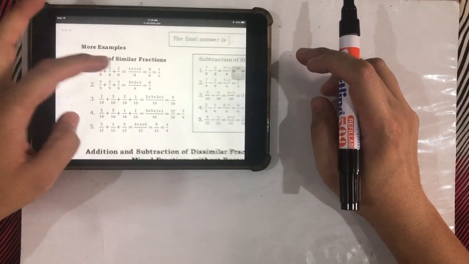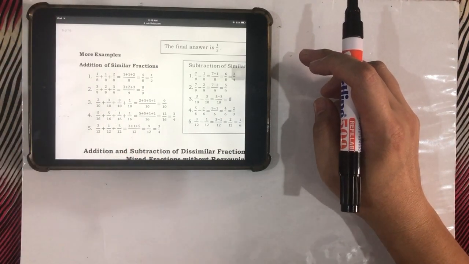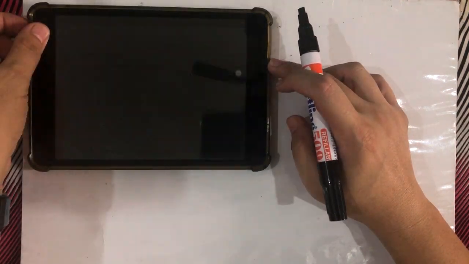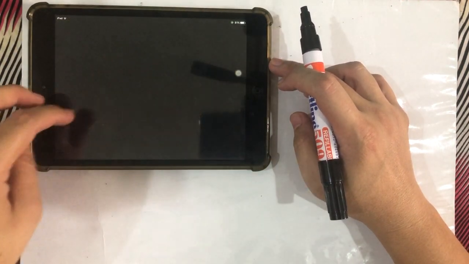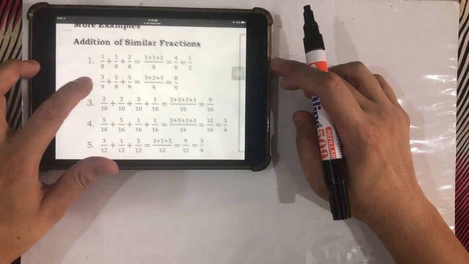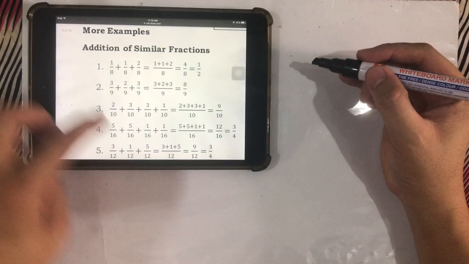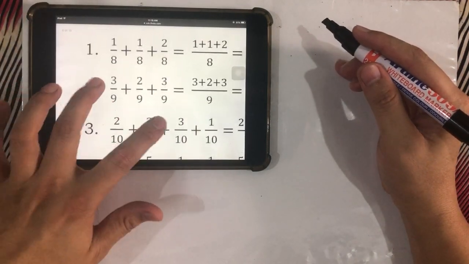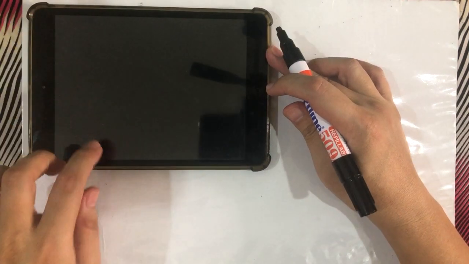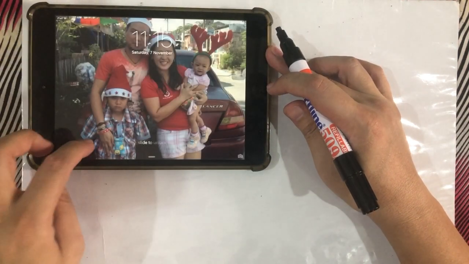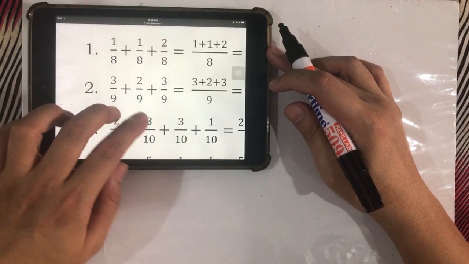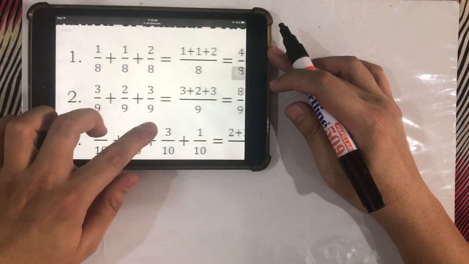So, ayan. Dito. As you can see here, meron siya dito na examples na binigay. Okay? More than 2 numbers na siya. Okay? So, let's go to number 1. Madali lang kasi 1/8 plus 1/8. Okay, 1/8 plus 1/8 plus 2/8. Okay, so ayan.